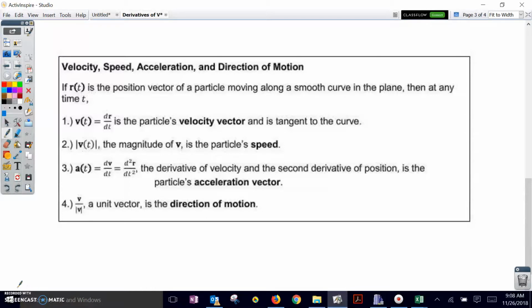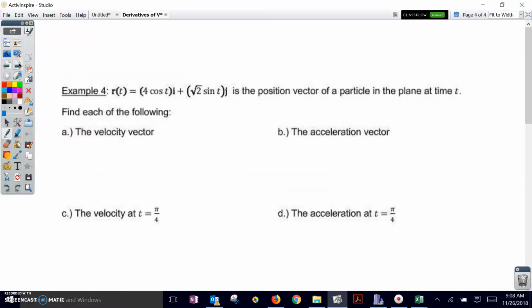Alright, let's look at example 4 here. We have a position vector of a particle in the plane at time t. We're supposed to find a few characteristics here. First, we're supposed to find the velocity vector. In order to do that, we're just going to find the derivative of the position vector. And so the velocity vector is going to be, and now I just need to take the derivatives of the components of i and j. So this is going to be negative 4 sine of t i plus the square root of 2 cosine of t j. That's my velocity vector.